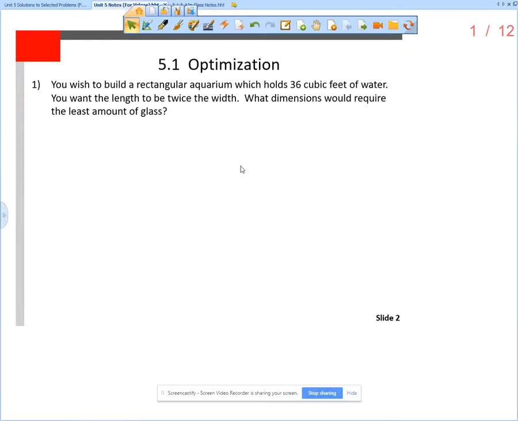This is the video notes for section 5.1, slides 2 through 4. Section 5.1 is on a topic called optimization.